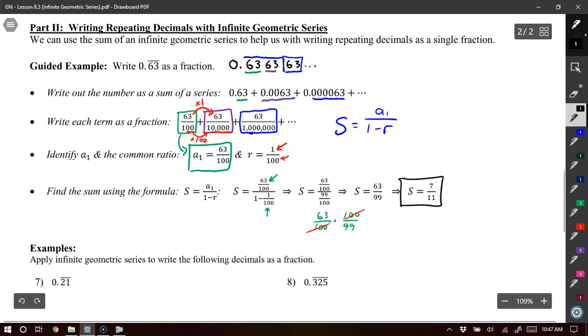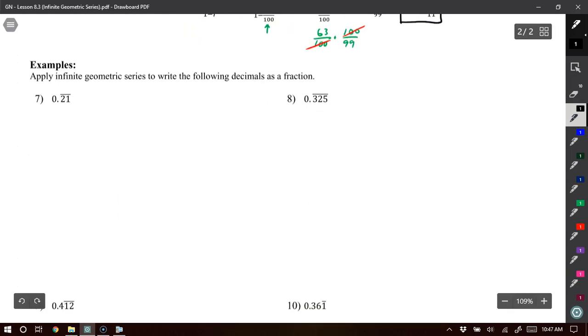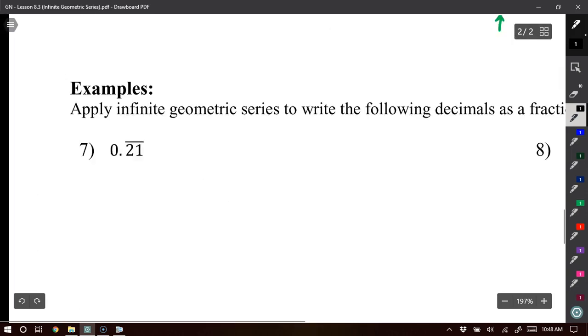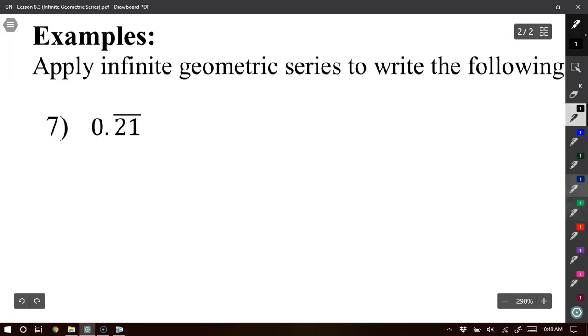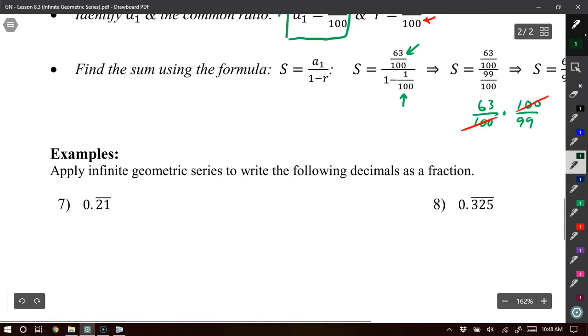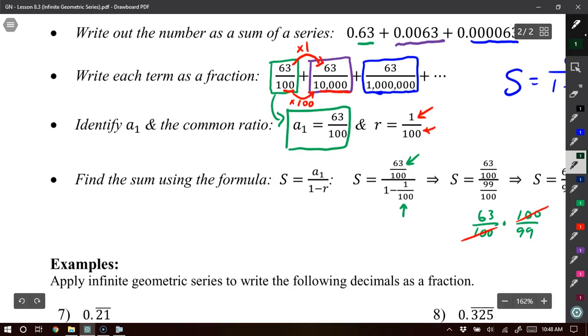This is just a guided example to go through. We're still going to do a couple of the problems together on it. So my first thing when I'm doing this infinite geometric series is I want to write out the list of it. And I should probably read the directions on it. There are some things that we're trying to do every single time. We're trying to write out the number as a series. We're going to write out the fractions. We're going to then identify A1 and the common ratio, and then we're going to find the sum for it.